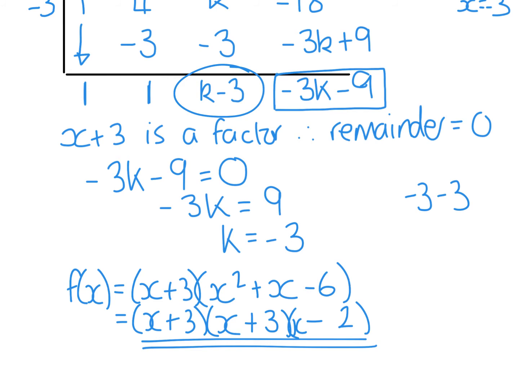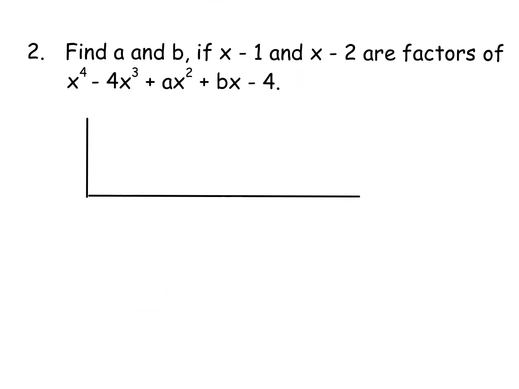We're going to show you a harder one now, which is going to involve a wee bit of simultaneous equations. So in this one, we've got two unknowns. We've got an a value and a b value, but we are told two different factors. So that means I can do this nested table twice over. So let's have a wee look. So let's go with the first one. If x minus 1 is a factor, that means I can put the number 1 in the table. So my coefficients would be 1, negative 4, a, b, and negative 4. And you can see I'm spacing it out a wee bit as well.